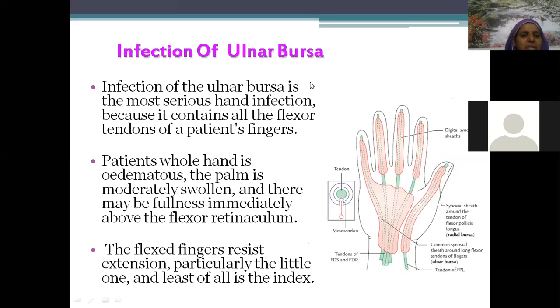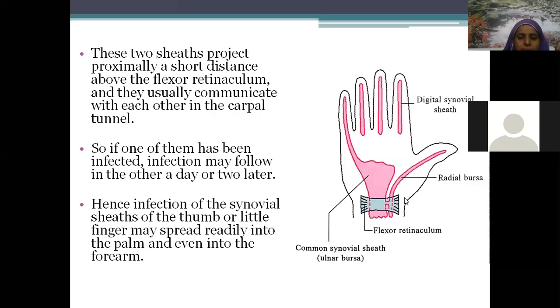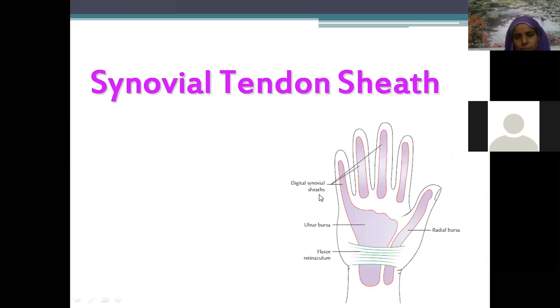So infection of ulnar bursa is the most serious hand infection because it has all the flexor tendons. Flexion becomes very painful. The whole palm becomes swollen, edematous. Fingers that are already flexed cannot extend because of pain and infection. So this is ulnar bursa in continuation with the little finger. And these are the separate synovial sheaths, synovial sheaths of each finger.